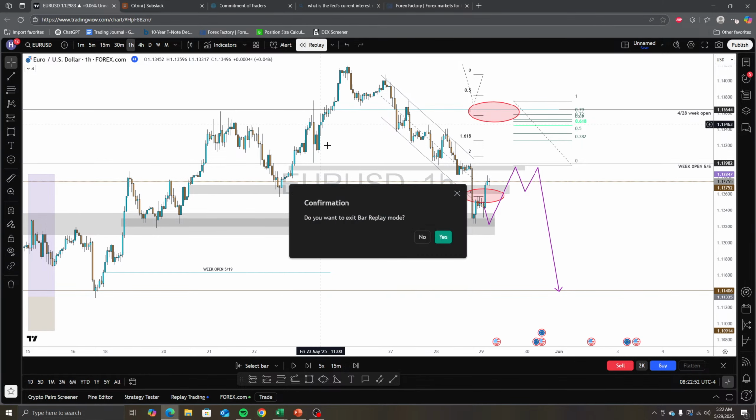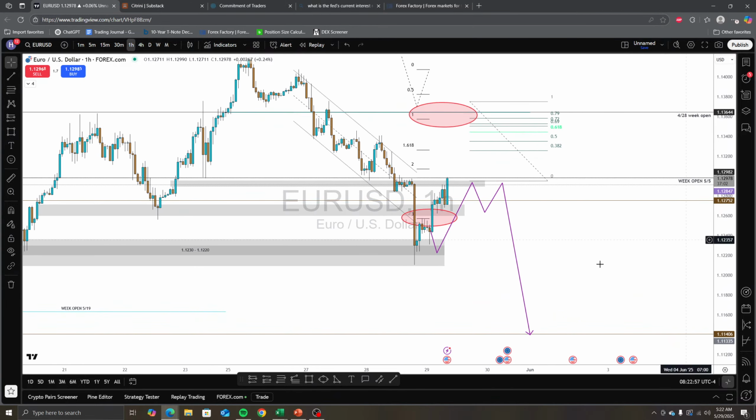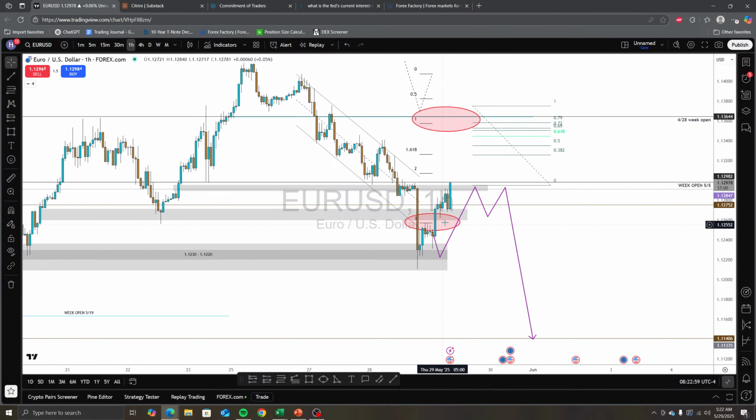So let's get out of replay. Last night I marked where I predicted the price would be, and so far it's pretty accurate. I think I should get paid for this in itself. But somehow I always have this right, but I never have positions open. I never have anything to show that it's right. But we could see that price came lower. It didn't go as deep down as I thought it would, but it's pretty close.